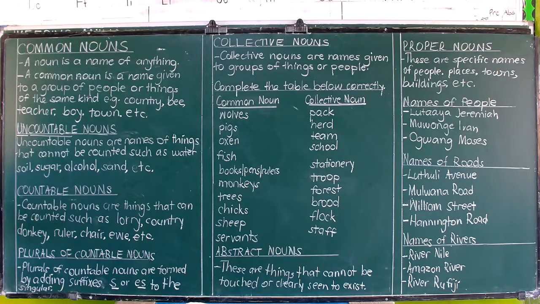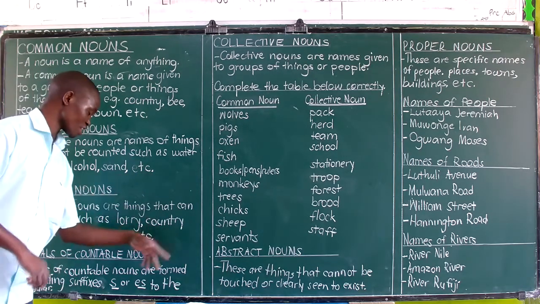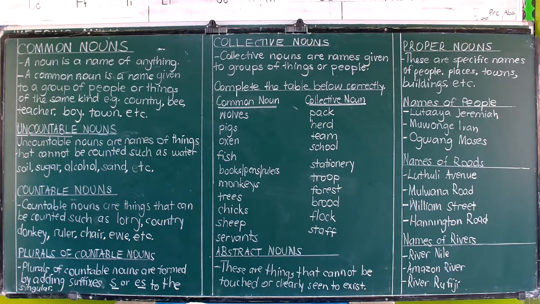What about countable nouns? Countable nouns are nouns or names of things that can be counted, such as lorry. And you count lorries, you can count 1 lorry, 2 lorries, 3 lorries. Then country, you can count countries, like I've been mentioning them. You can even rewind and listen to the number of countries the teacher has mentioned. Yes, there were 4 African countries. So country is another example of a countable noun.